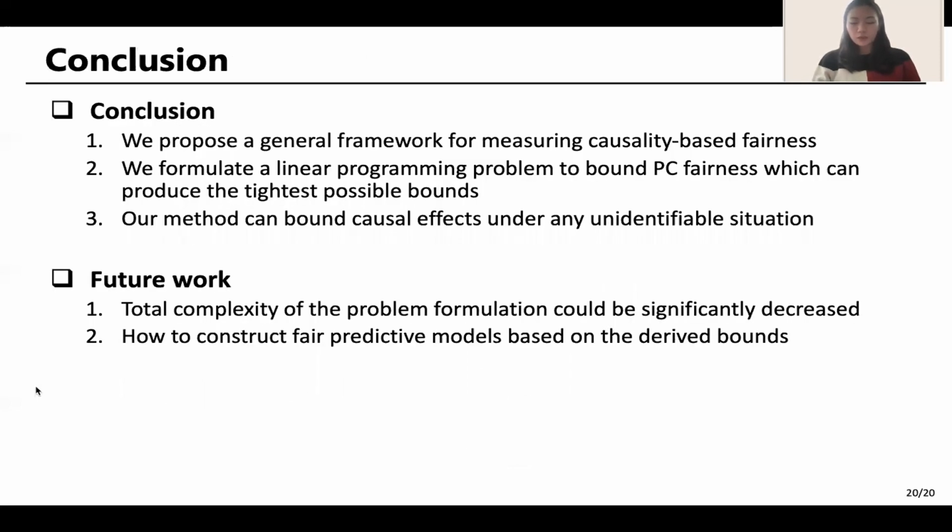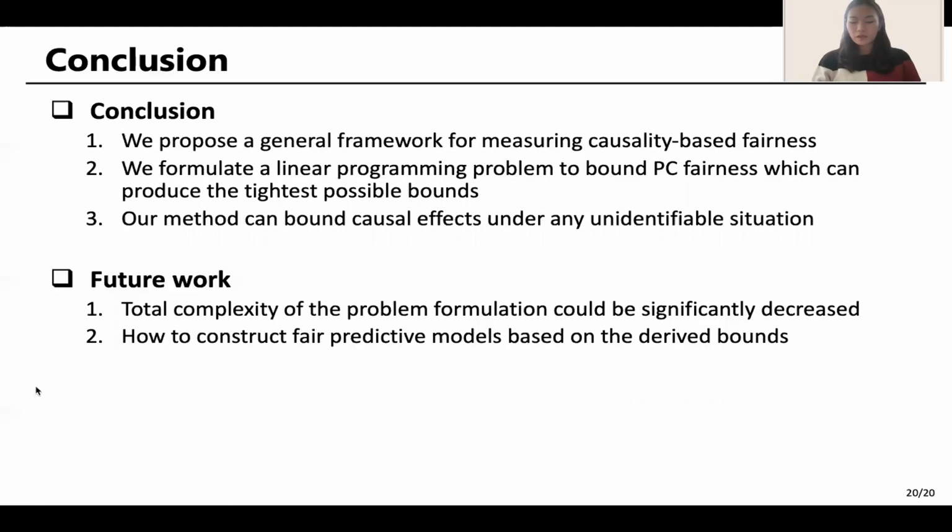In this paper, we propose a general framework for measuring causality-based fairness. For this, we formulate a linear programming problem to bound PC fairness, which can produce the tightest possible bounds. As a result, our method can bound causal effects under any unidentifiable situation. The future work can be done with concern of scalability.